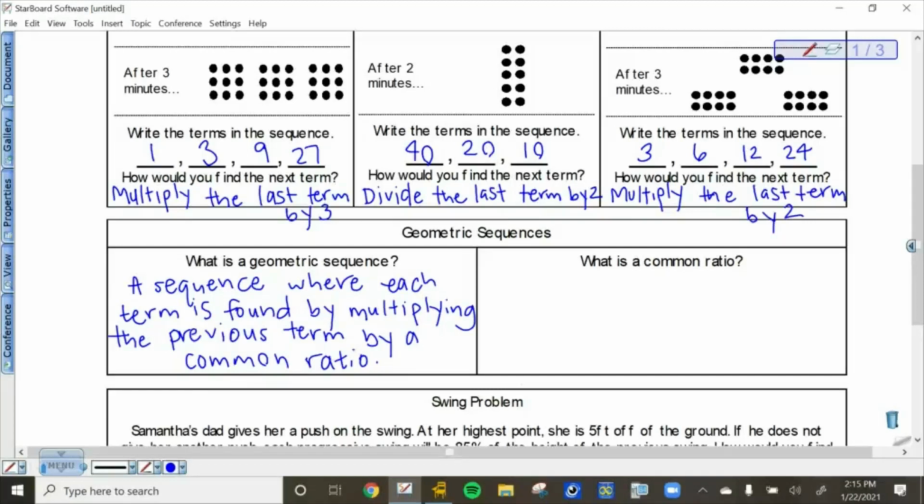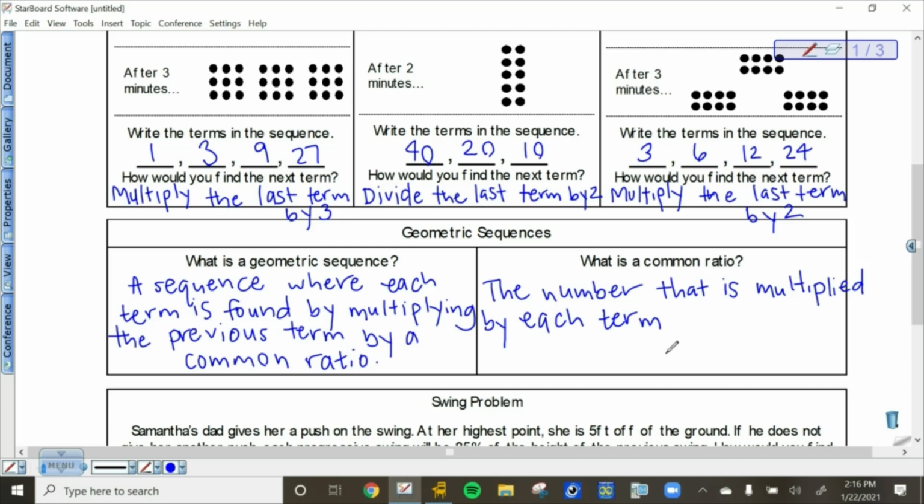What is our common ratio? Common ratio is the number that is multiplied by each term in order to find the next term.